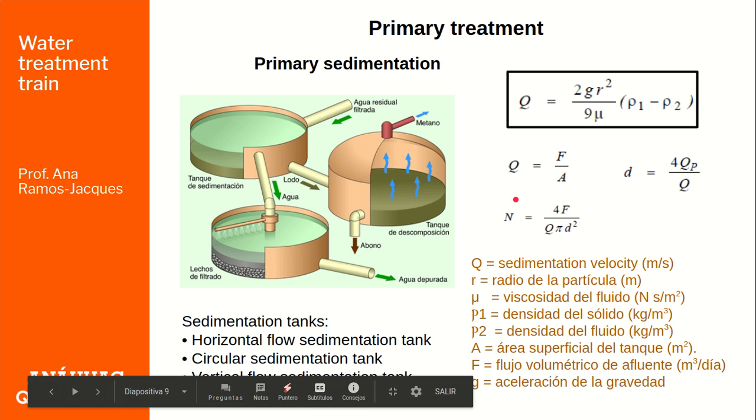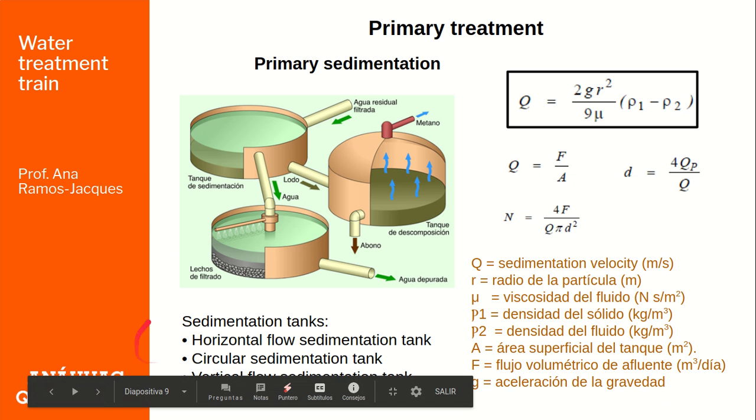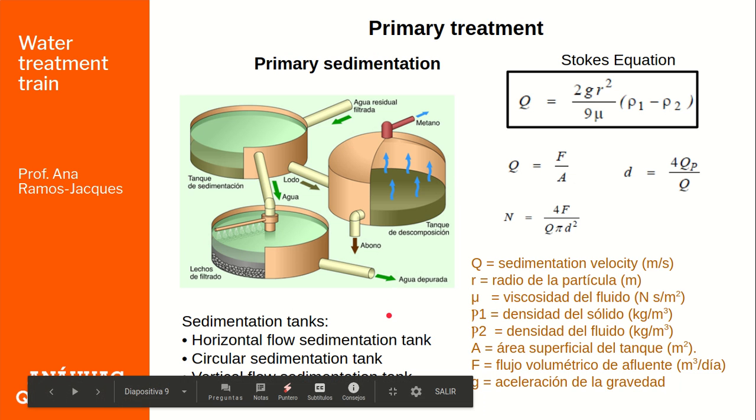So what are the types of design for these sedimentation tanks? We could have a horizontal flow, a circular, or a vertical sedimentation. As you can see, the designs are determined by the flow of the sedimentation tank. So there are these three types: horizontal, circular, and vertical. The circular sedimentation tank is very common. So those are the three types of design.